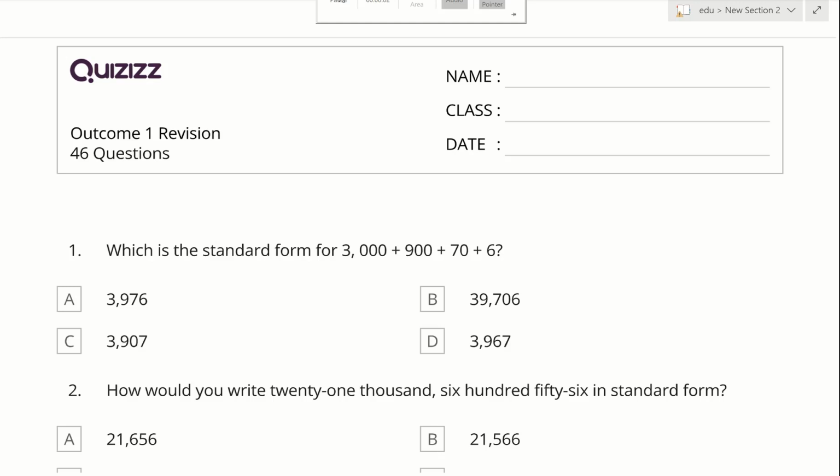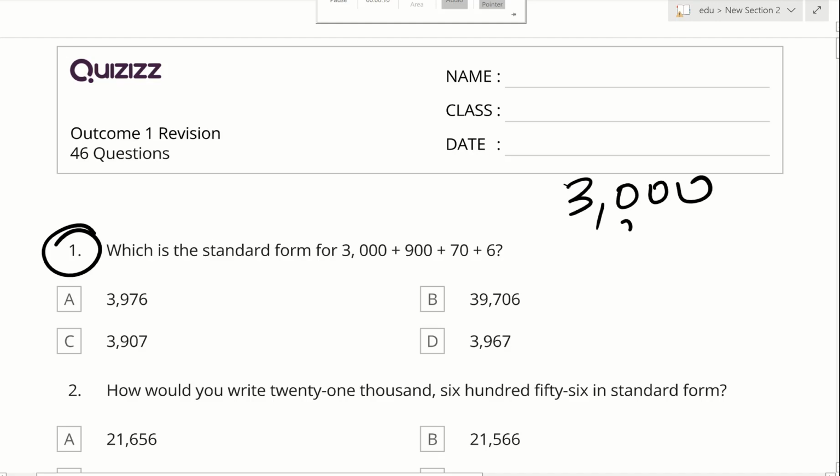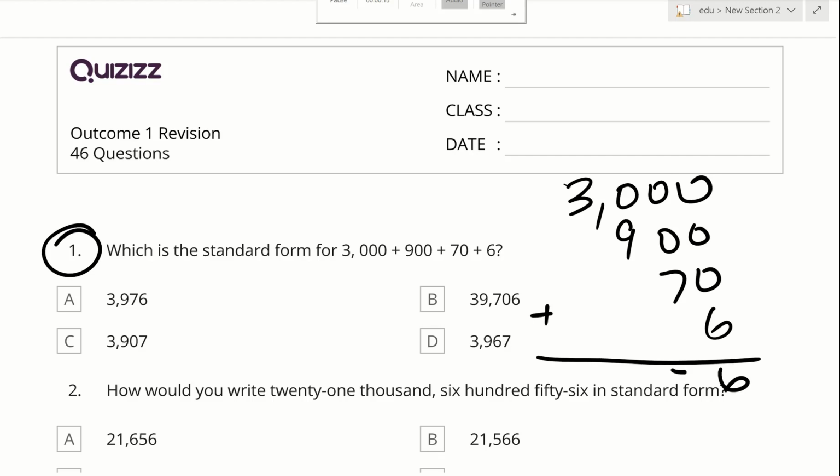Okay, so very quick revision. Outcome 1, which is the standard form for these numbers. So 3,976, I add them together, I get 3,976.